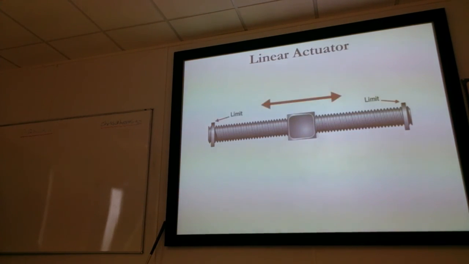A linear actuator, also known as inching control, basically has the motor inside the screw jack and turns the thread on the screws themselves to move in a linear motion.